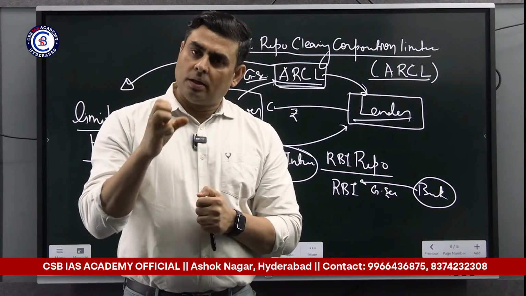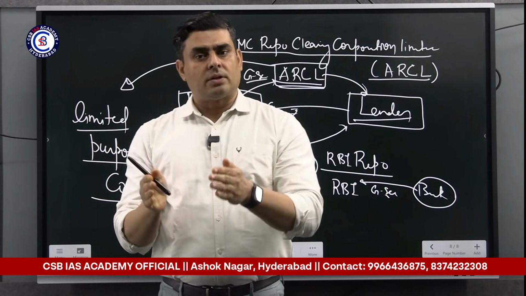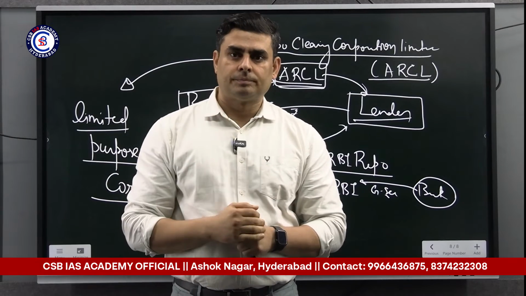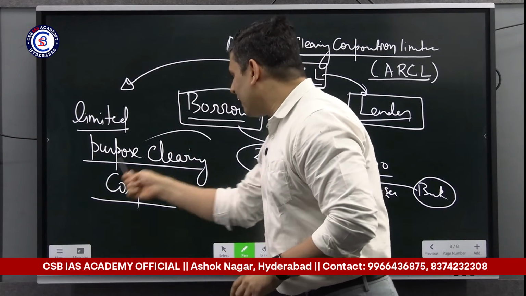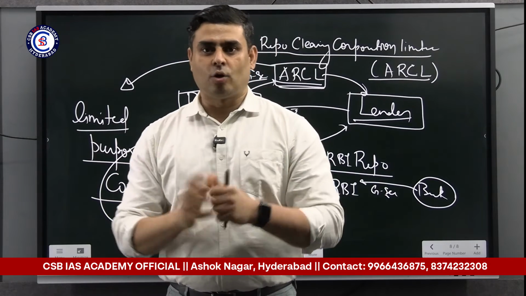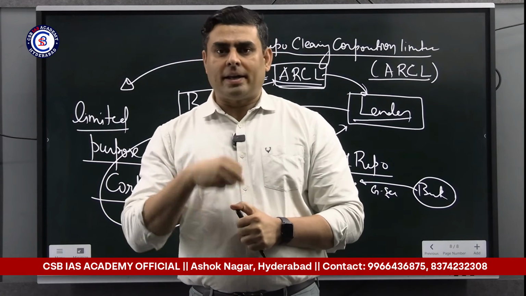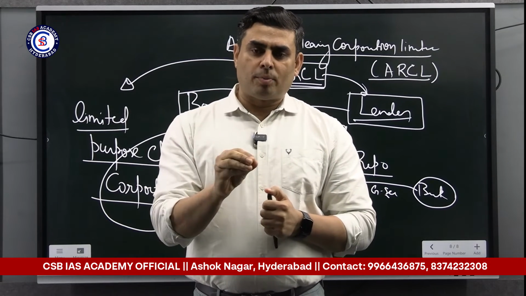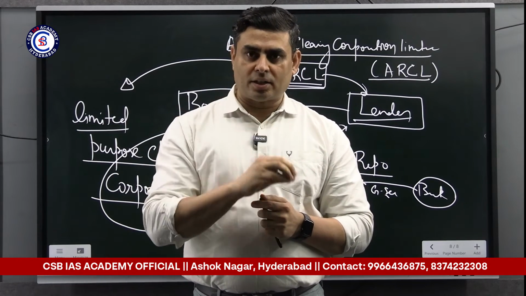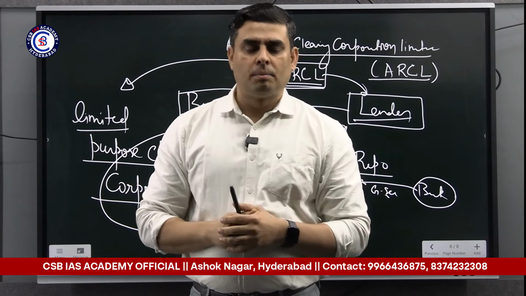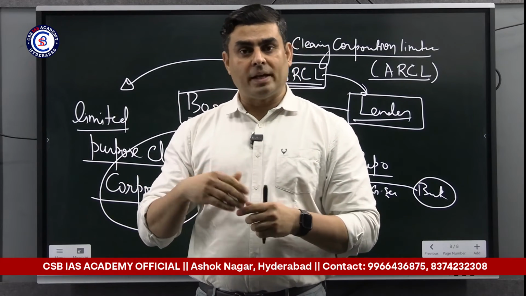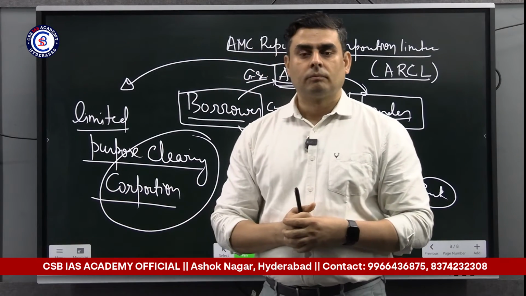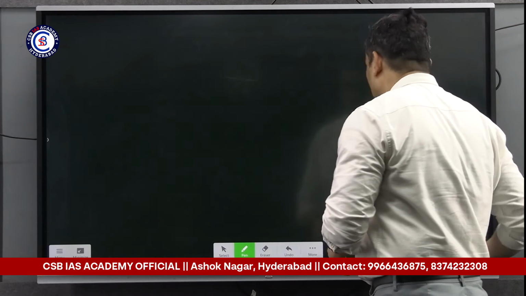So here ARCL, AMC Repo Clearing Corporation Limited, is going to work as a custodian. It ensures that this transaction of lending and borrowing happens on a smooth basis. Actually, this is the work of clearing corporations. The job of a clearing corporation is to make sure that whatever transactions are happening are obliged properly without any fail. And if there is a failure, then certain measures have to be taken by that organization.